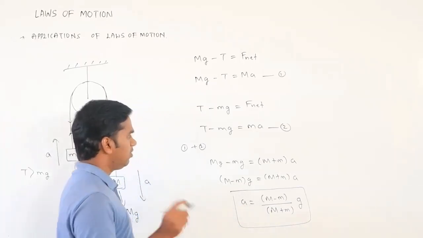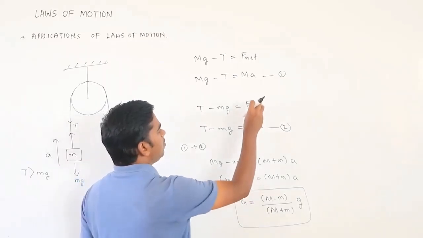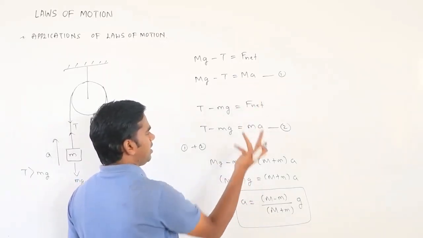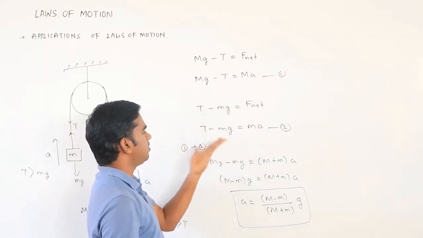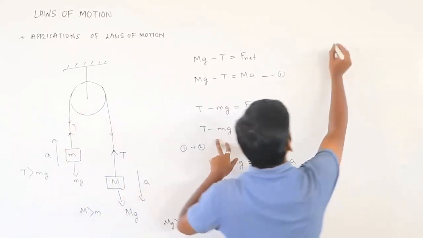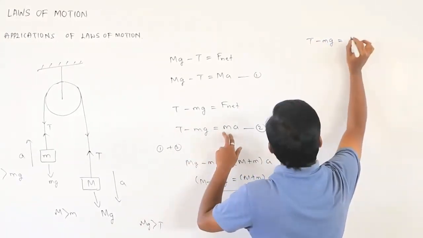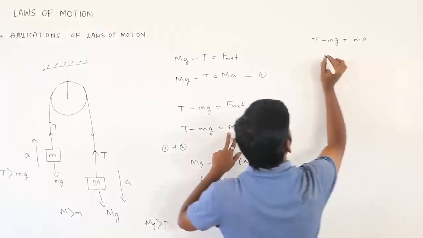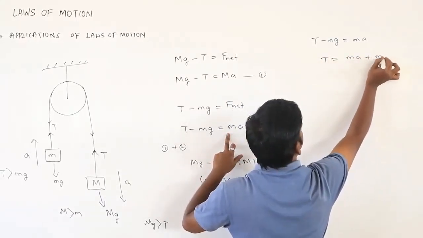Then you may ask me, can we find the tension from here? Obviously, if you substitute the value of A in the equation, you can get tension also. You can use either the first equation or the second equation. Here T is positive, so I will go with the second equation. T minus mg equals M into A. So T equals ma plus m into G.